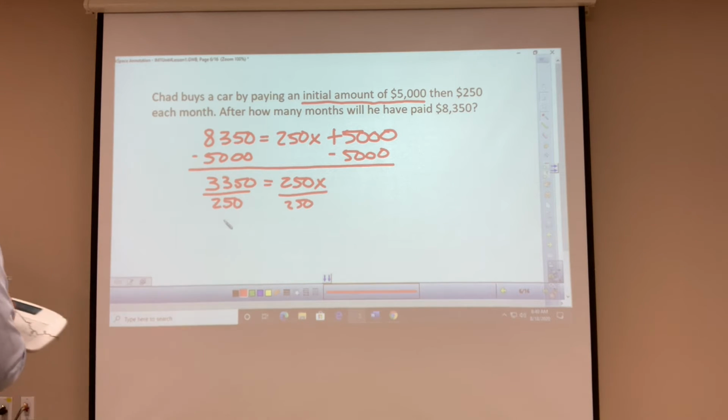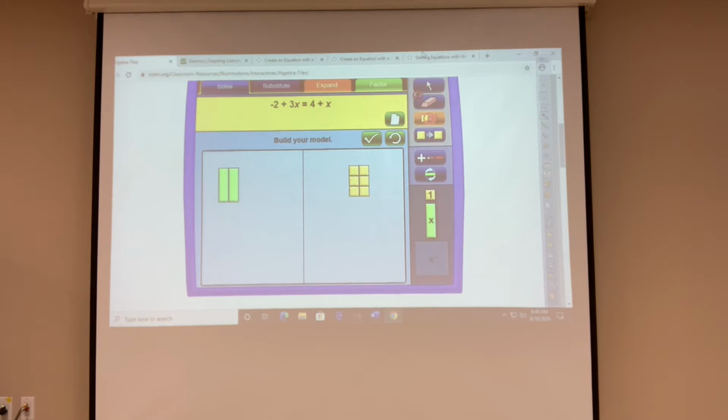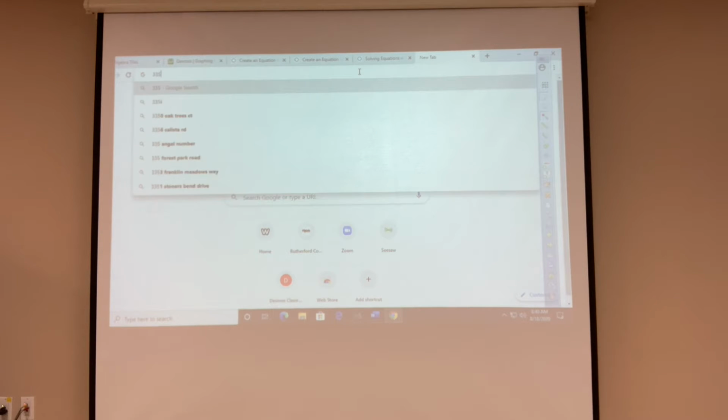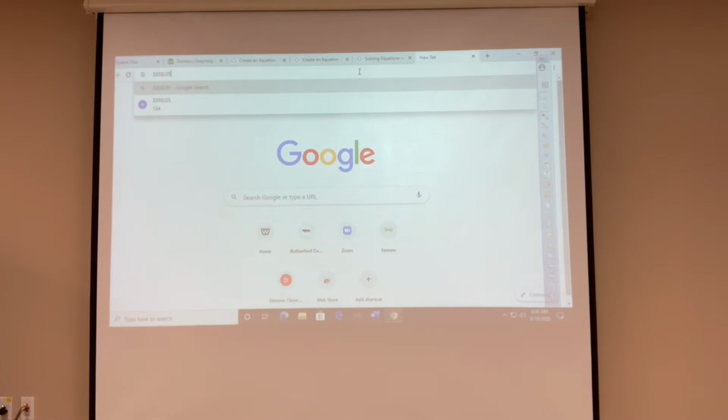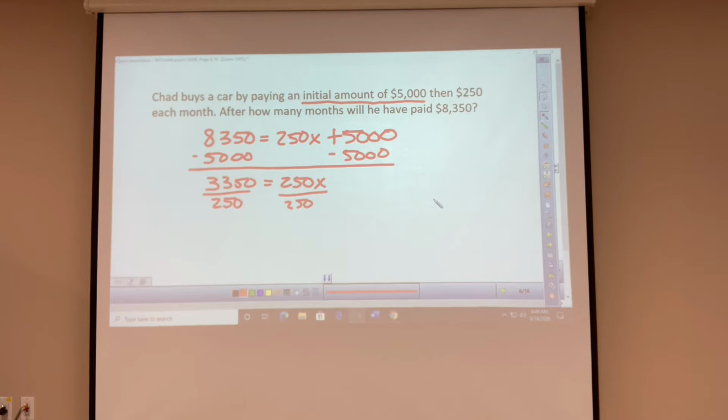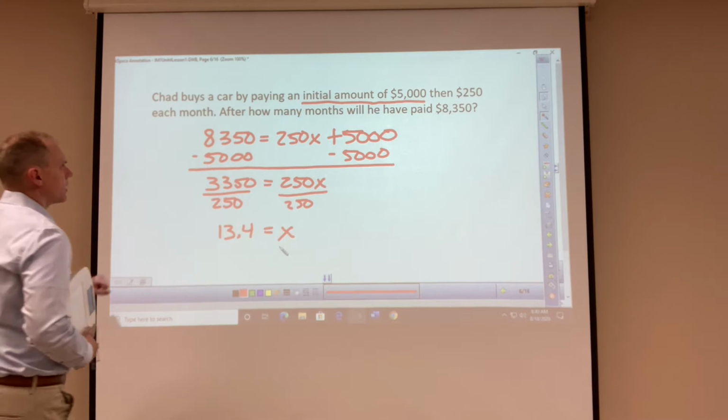Okay, so we're going to get a decimal here. Let's take out a trusty calculator here. So 3,350 divided by 250, 13.4. Okay, so 13.4 equals X. Okay, so after how many months?